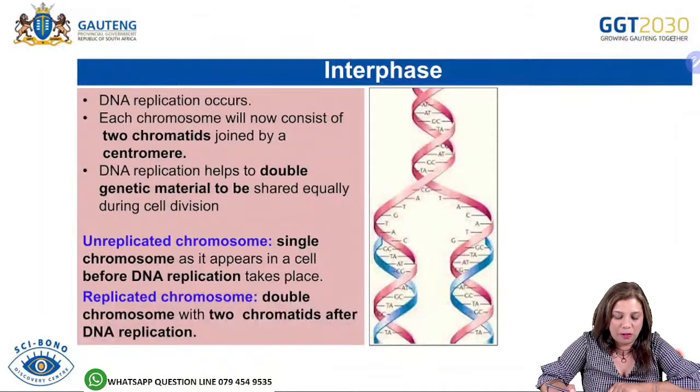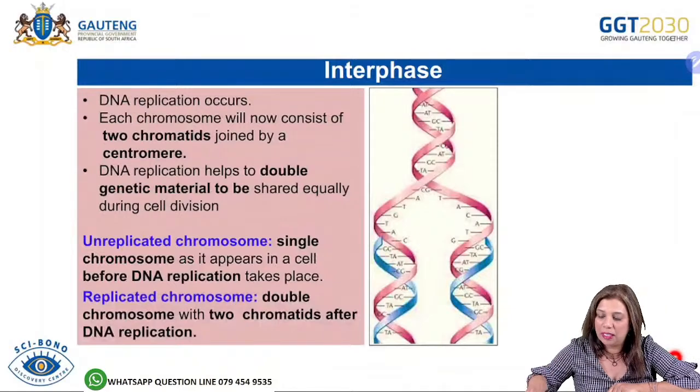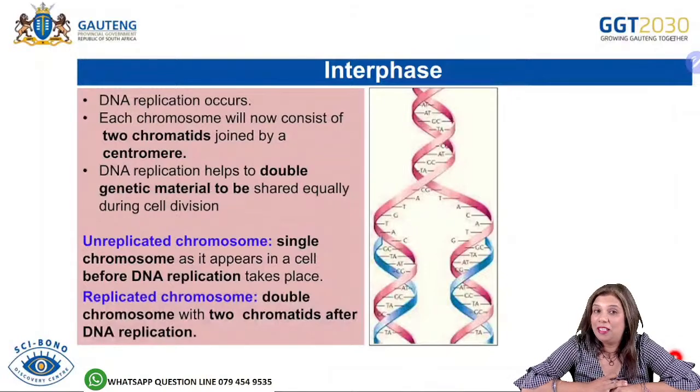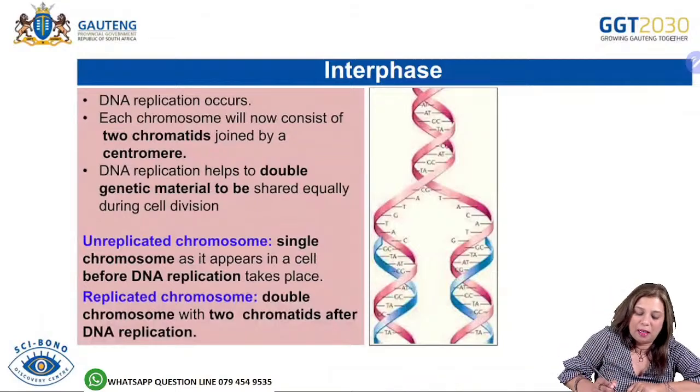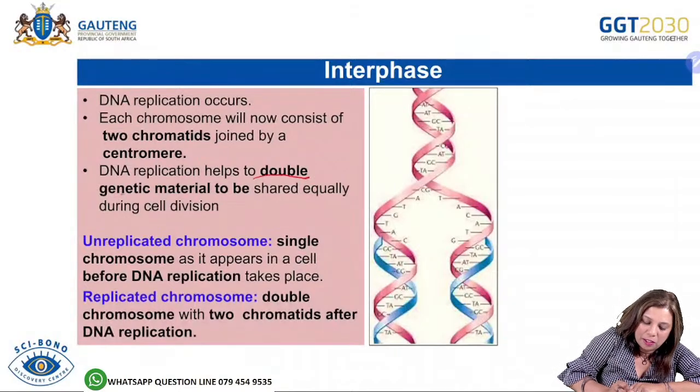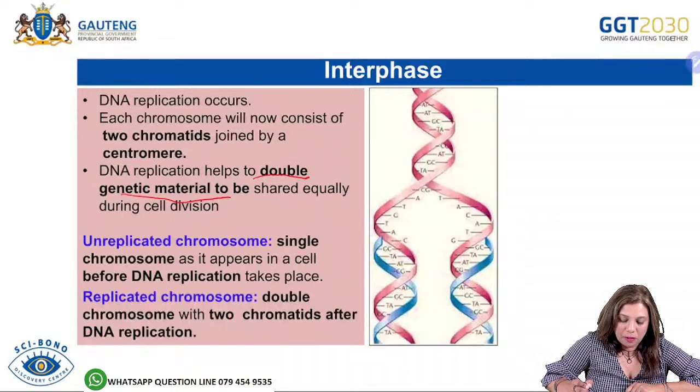The DNA replication occurs. So we remember what happens during DNA replication, am I right? The double helix unwinds, the hydrogen bonds break, they unzip, and the DNA molecule forms a duplicate of itself. It replicates itself. So now we have two DNA molecules formed. So now we're going to distinguish. DNA replication helps to double the genetic material to be shared equally during cell division. So let's distinguish between an unreplicated chromosome and a replicated chromosome.